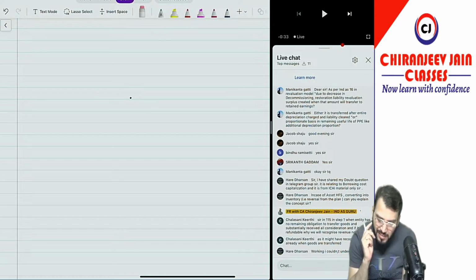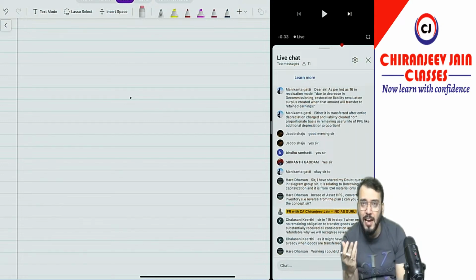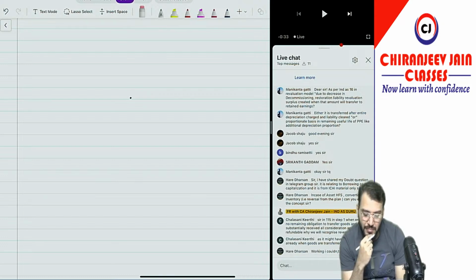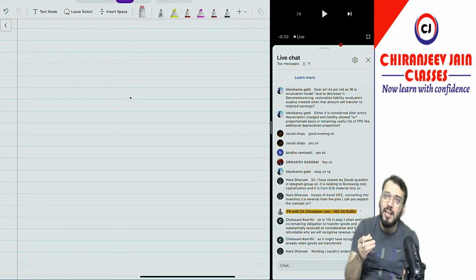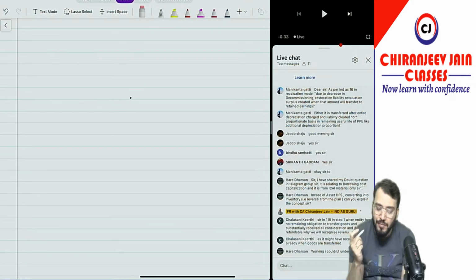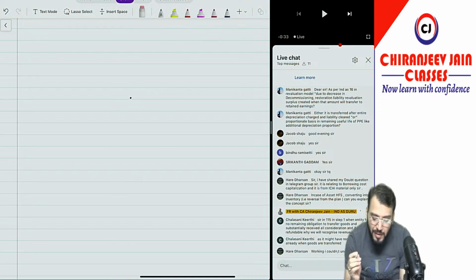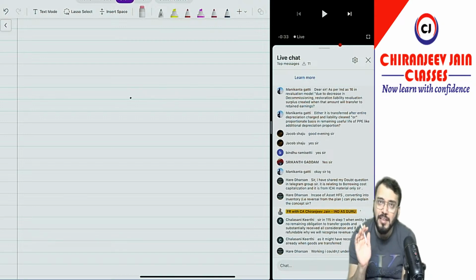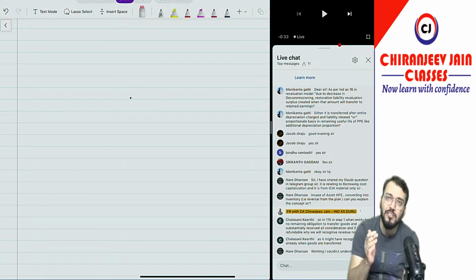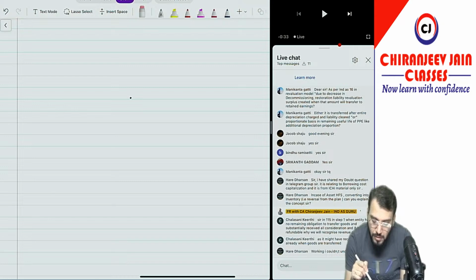Inventory converting into inventory, what are you saying? A non-current asset held for sale cannot be inventory. What is your doubt? Inventory cannot be classified as held for sale because it is already held for sale in the ordinary course of business. Correct. Now, your doubt is only not correct.